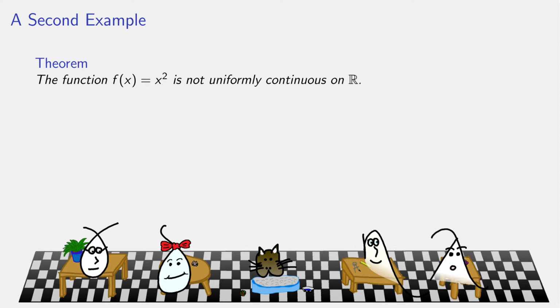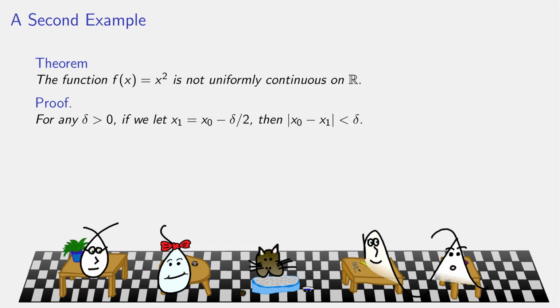Remember, the definition of uniform continuity is applied to a specific set. So it's possible to be uniformly continuous on one set and not uniformly continuous on another. I'm claiming x squared is not uniformly continuous on the entire real number line. So what we need to show is that the definition of uniform continuity fails. Uniform continuity said, for any epsilon, there exists a delta such and such.